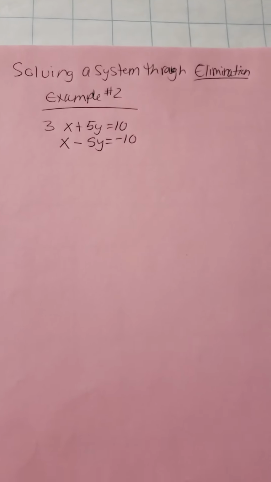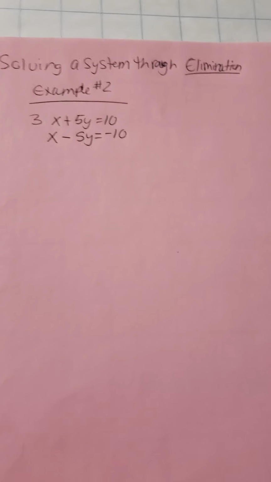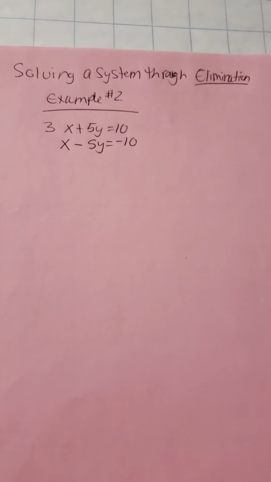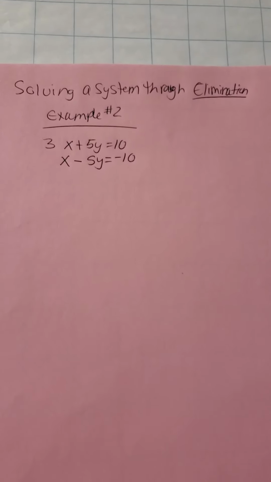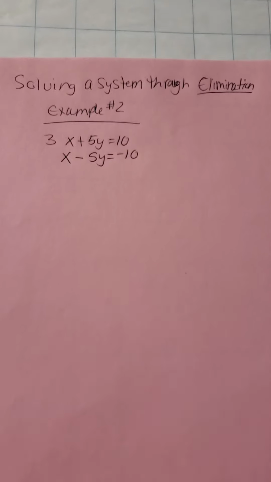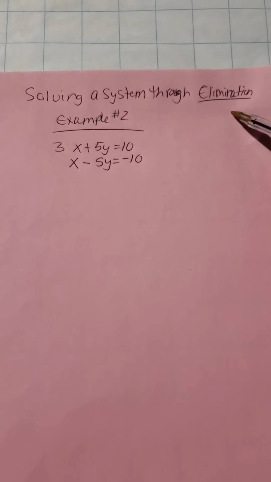Okay, so now we're going to go ahead and explore a second example of elimination. Again, we're just solving a system. A system is just two equations and you're looking for the point where they cross. You can graph them and see where they cross. You can use substitution, or again, you can use elimination, which is what we're practicing right now.